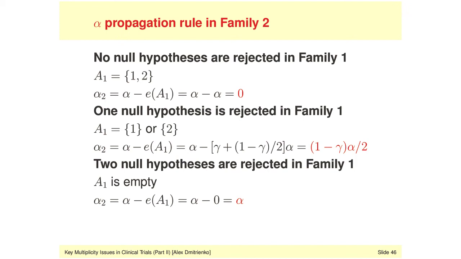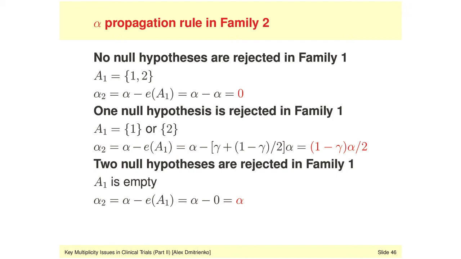In this case, since there are no rejections in family 1, the set of accepted hypotheses, denoted by A1, includes the indices 1 and 2. It's quite easy to show using the formula defined on slide 45 that the error rate function evaluated for this set of accepted hypotheses is actually equal to alpha. As a result, the local significance level in the secondary family, alpha 2, is equal to alpha minus alpha, and that obviously ends up being 0.